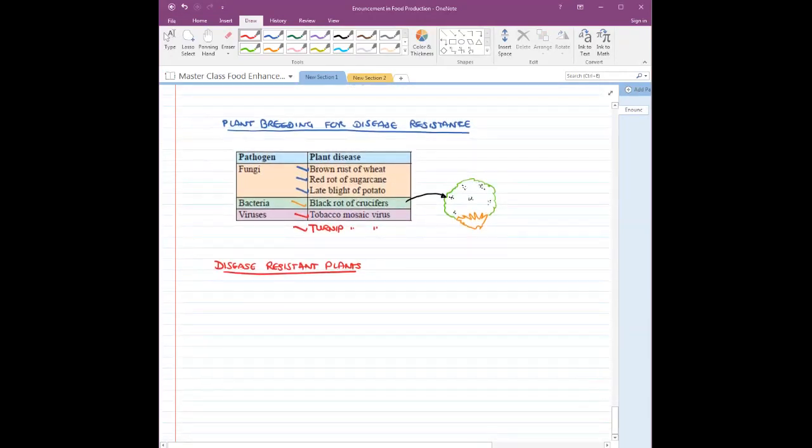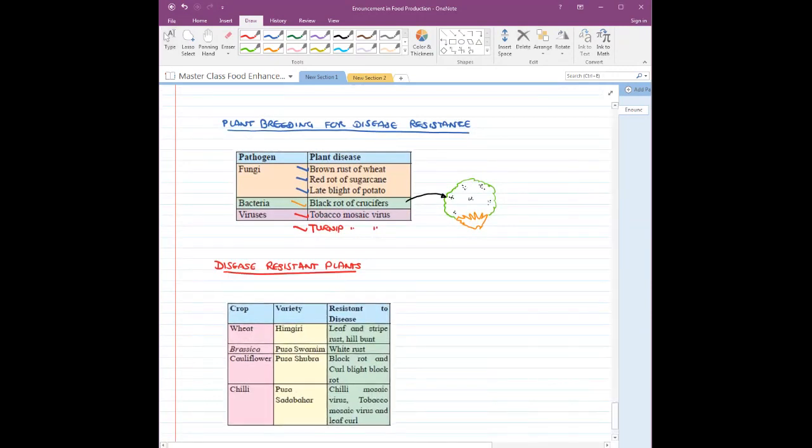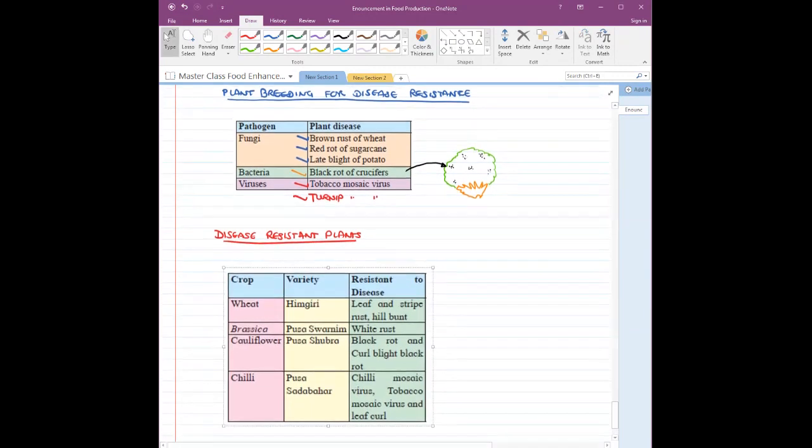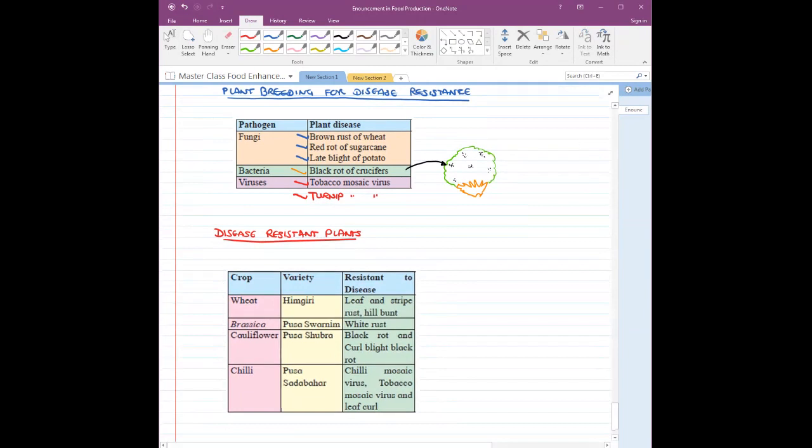Okay, so now guys, we have different types of disease resistant plants, and this is what you need to know in your exams. Once again, from your NEET point of view, very, very important.